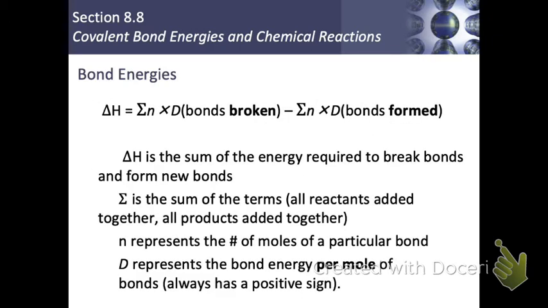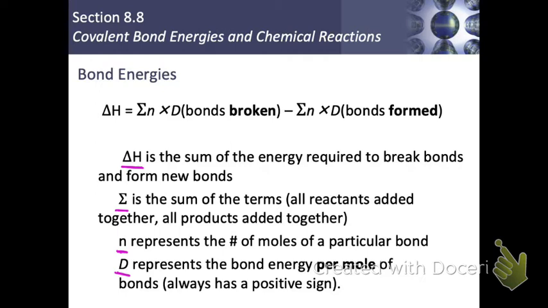So the bond energy of a particular bond between two molecules is given with this formula: delta H equals sigma n times D. That's a lot of stuff. And then it's minus, so it's basically the amount of energy in bonds broken minus the amount of energy in the bonds that are formed. We'll see what that looks like. Here's our definition for each. I'll walk through these once you guys get them written down.